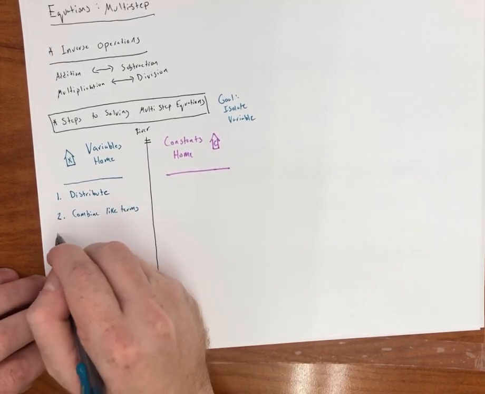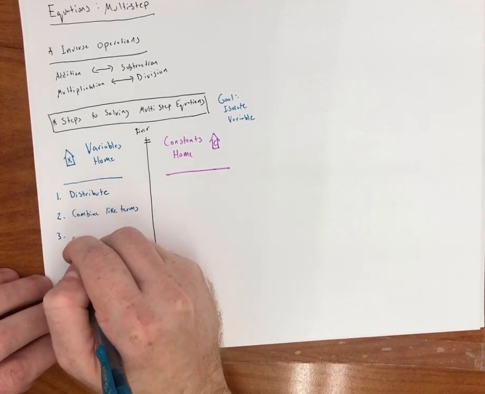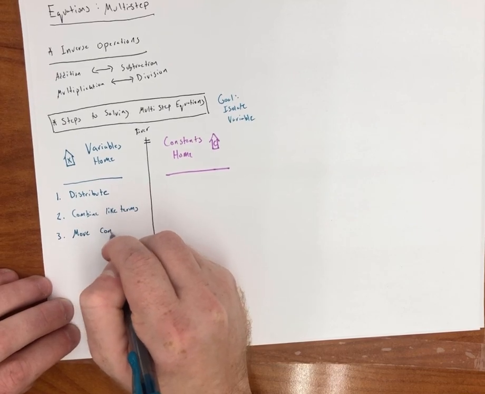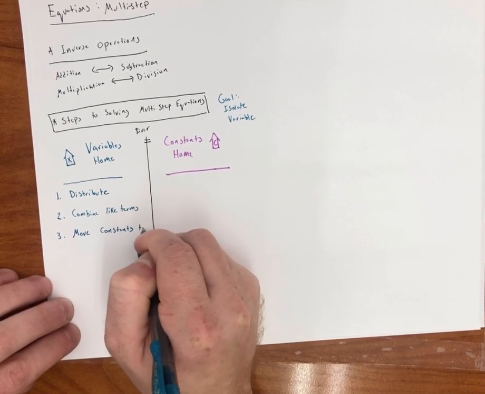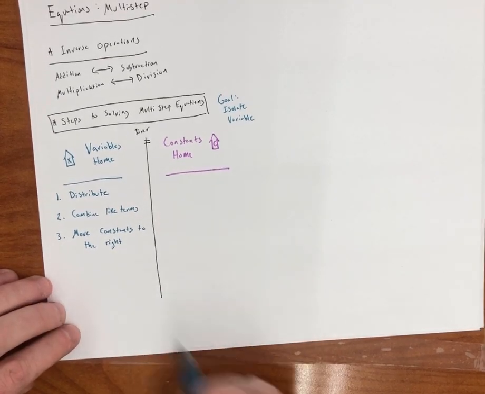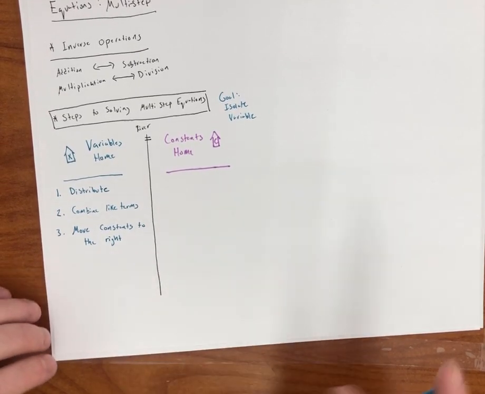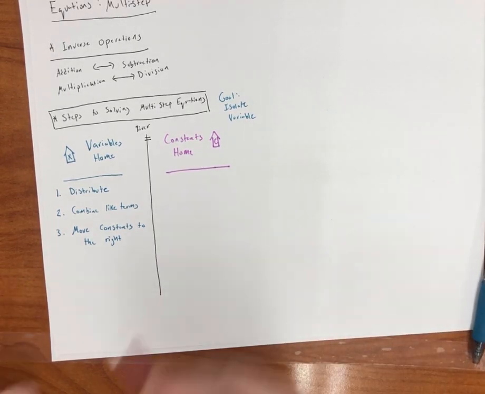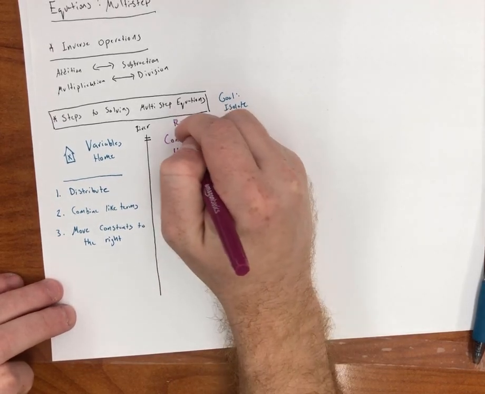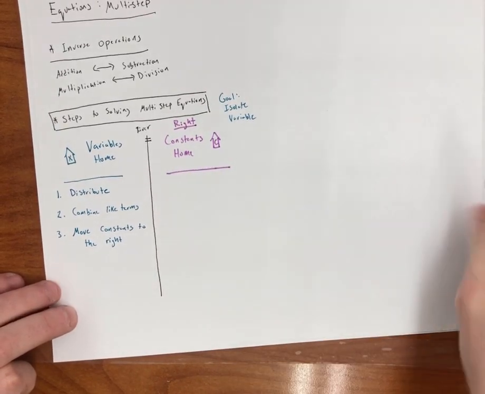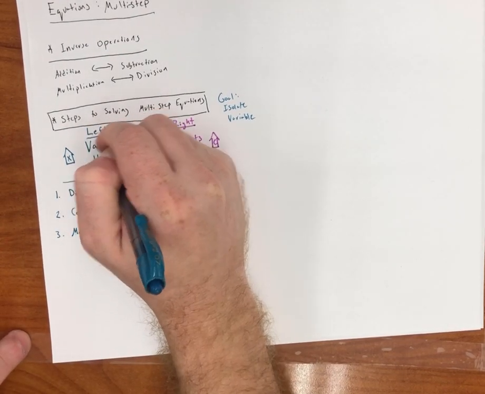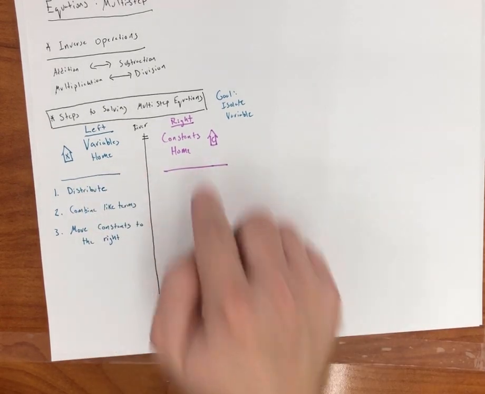And then our third step is to move constants to the right. Okay? We want to move the constants to the right. Now with constants home, we need to focus on that side, so we're focusing on the right side. And this is the left side, so just making sure we know. Okay, so left and right.